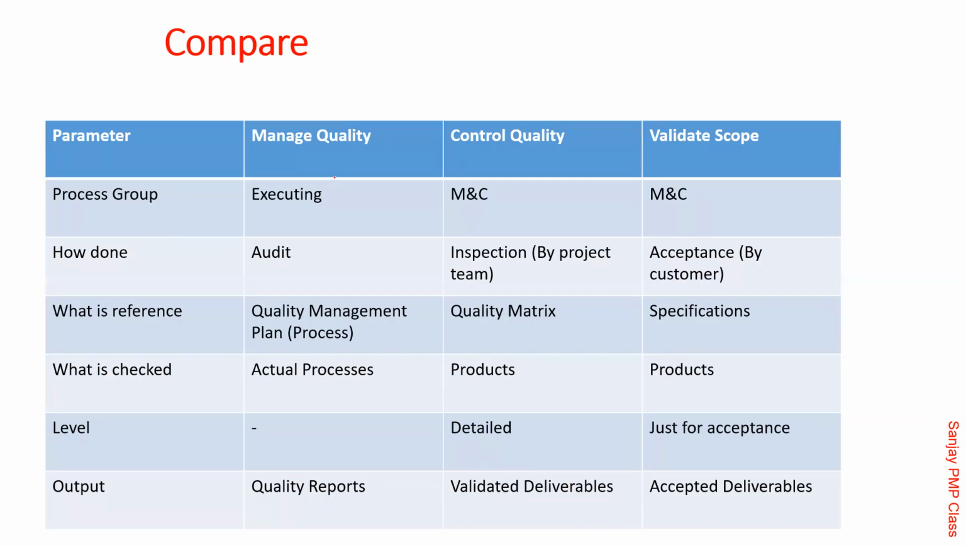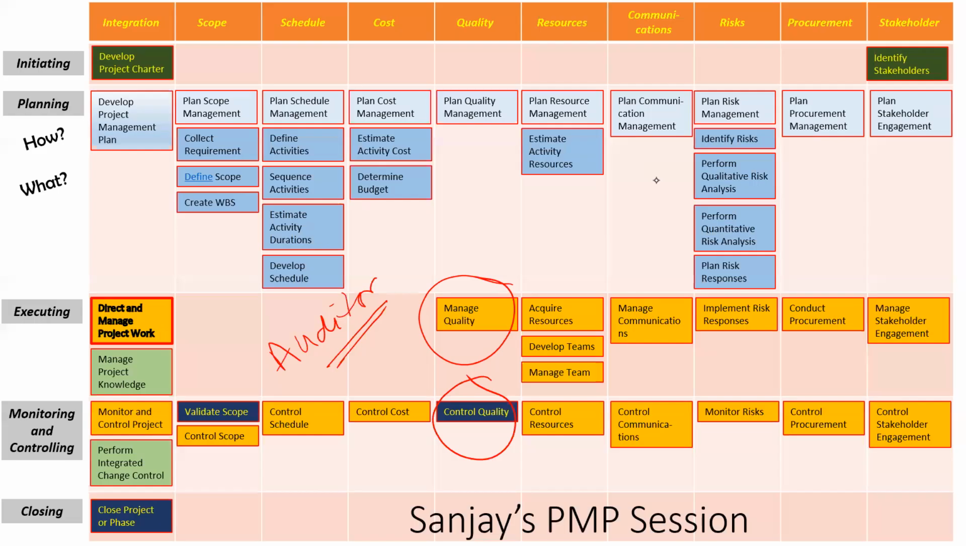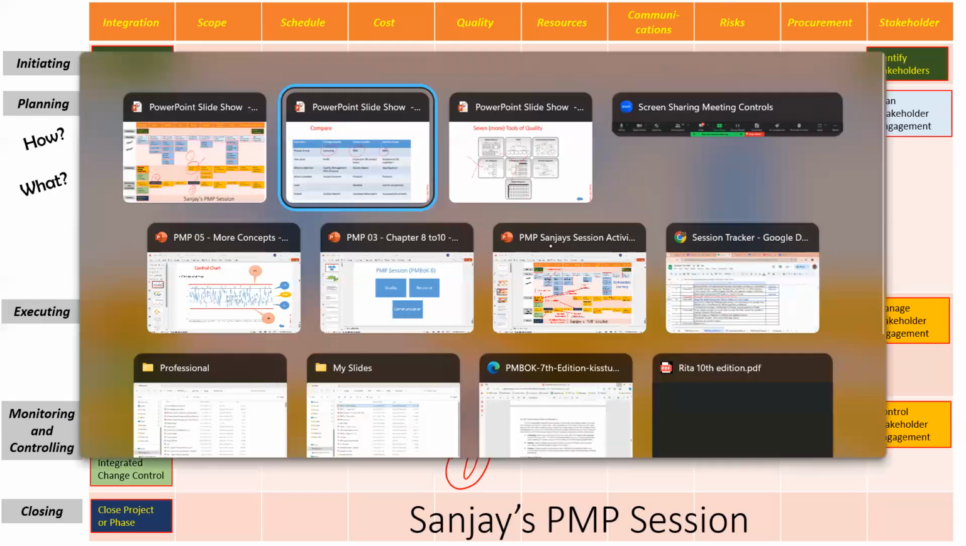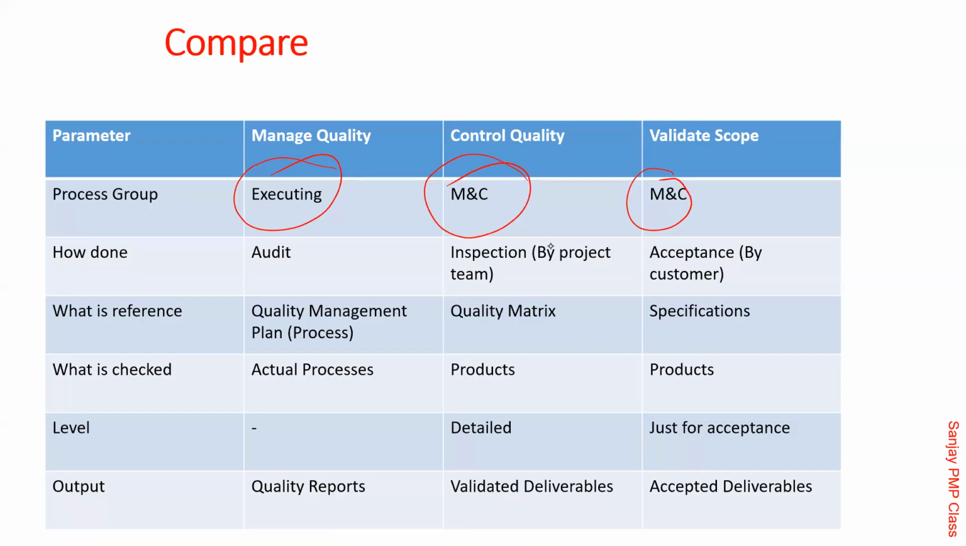It says that manage quality is part of execution. Control quality is manage, monitor and control. Validate scope, look at it here. I'm trying to compare 1, 2 and 3. Validate scope, this is customer acceptance. This is testing. This is auditing. So those 3 I am trying to put together because there are some similarities here.